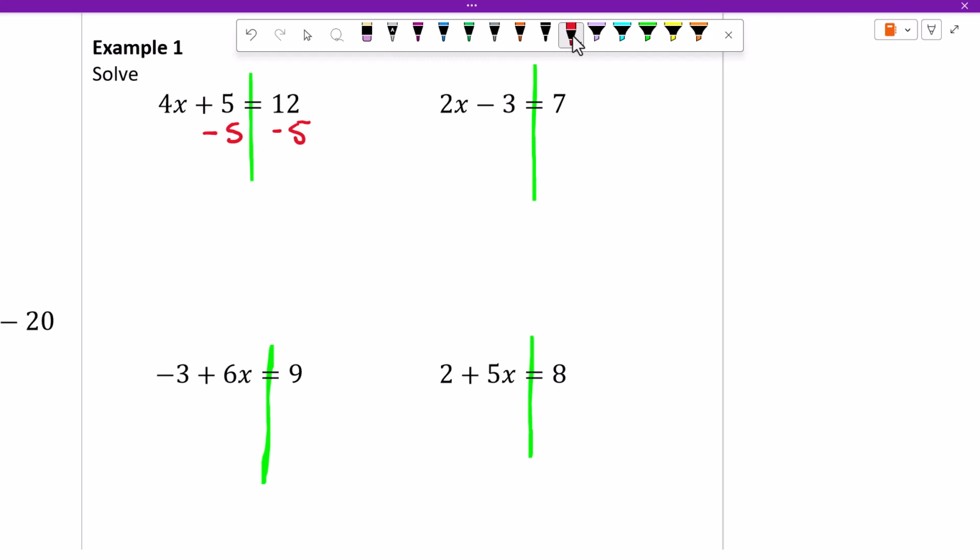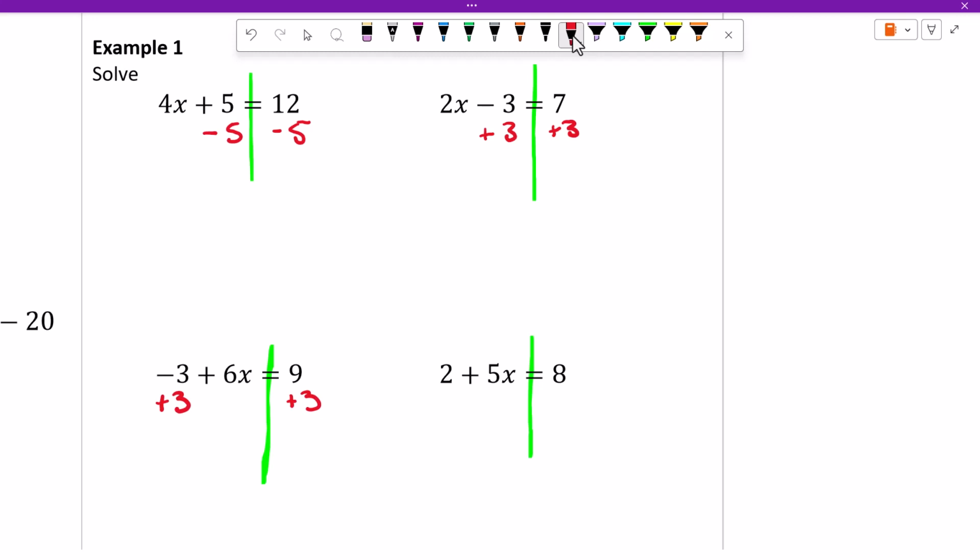The 3. Plus 3 or minus 3? Plus 3. So, okay. Plus 3, plus 3. Excellent. All right. Next one. 3 or the 6? 3. Plus 3 or minus 3? Plus. You want the 3's to just disappear, to make zeros. Plus 3 there. Plus 3 here. All right.